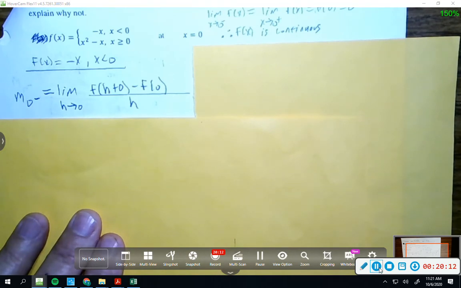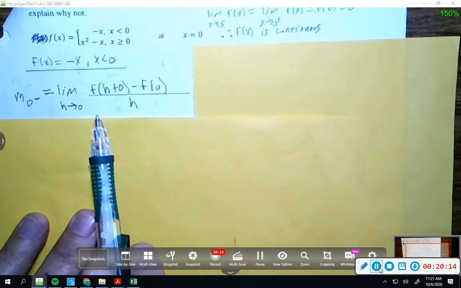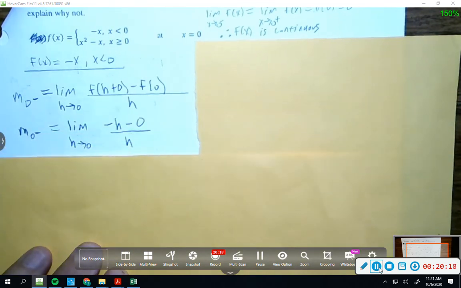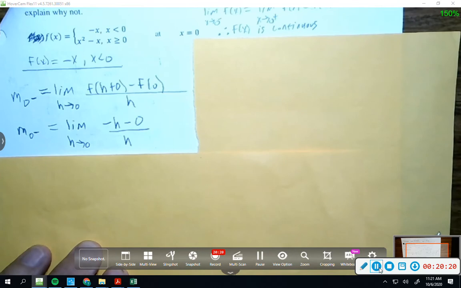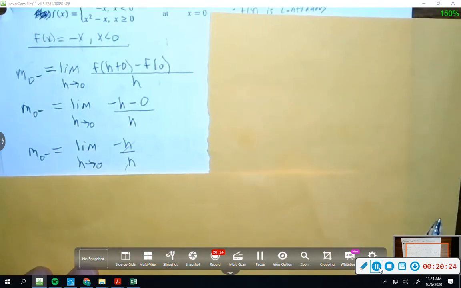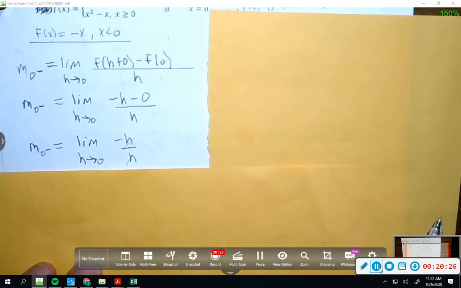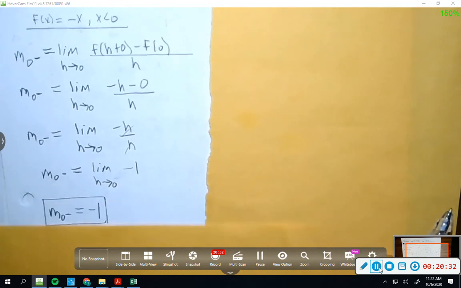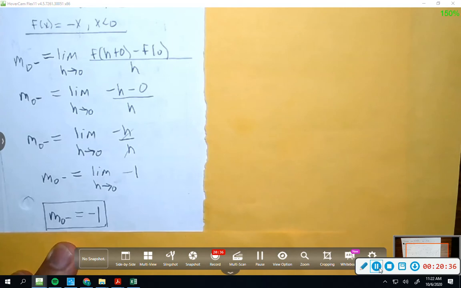Okay? So h plus 0 is just h. So plug h into that function. Remember, the function is just negative x. So I get negative h minus 0 over h. I can cancel the factors of h, which means the limit as h approaches 0 of a constant, negative 1, is just negative 1. We should have known that the slope is negative 1. It's a line. Of course, the slope of that line is negative 1.